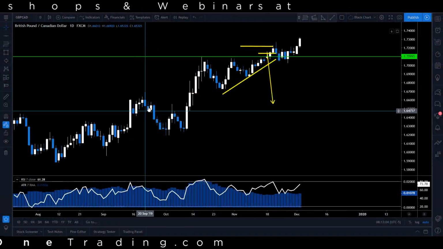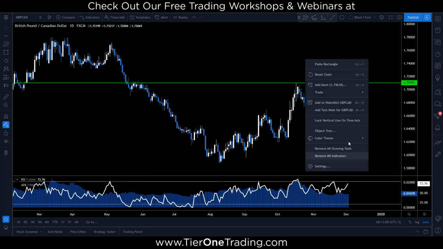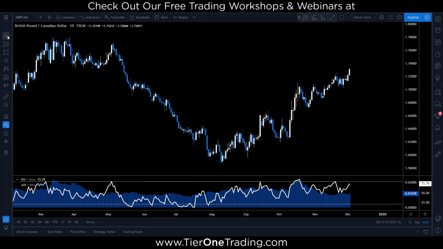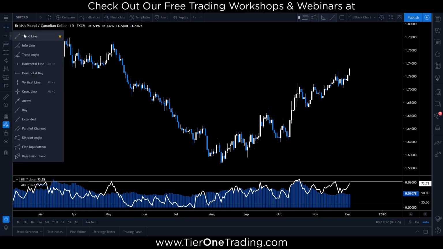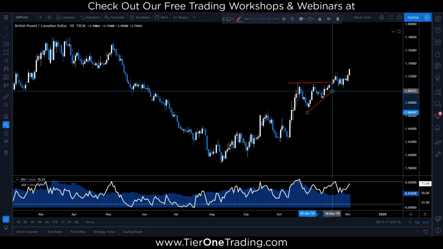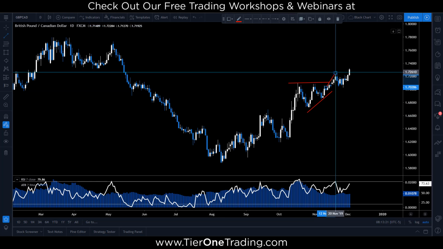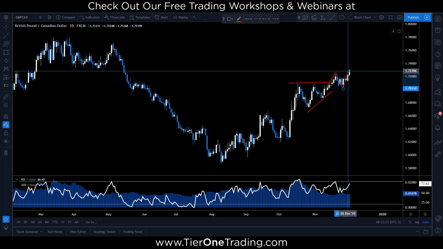Pound Canada on the daily, right? You can see from our previous notes, I'll erase them and draw them back on. We had one of my favorite pattern setups. We had an ascending triangle here. We broke out to the upside. We retraced, and now we're pushing back up, right?